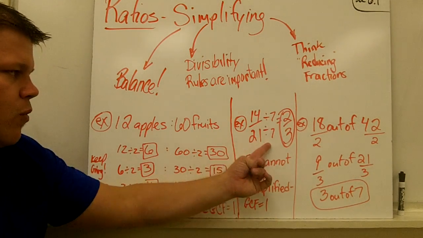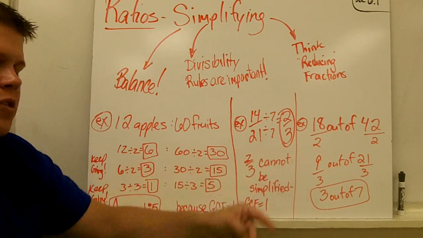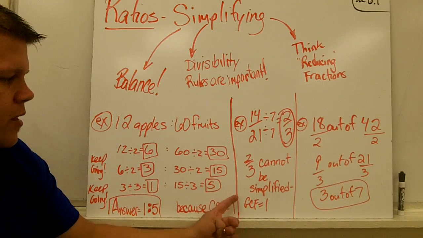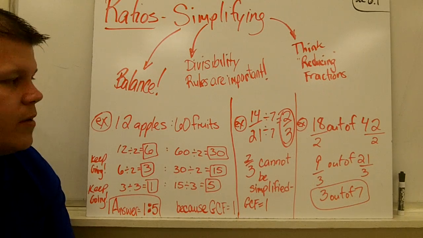In this instance, 7 works for both of them, and 14 divided by 7 is 2, 21 divided by 7 is 3, and you can say that the answer is 2/3. 2/3 can't be simplified because the greatest common factor of 2 and 3 is 1.